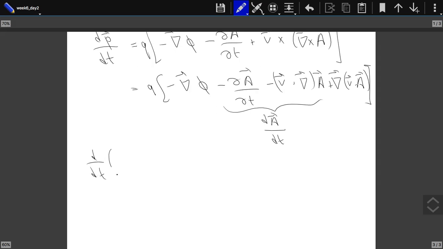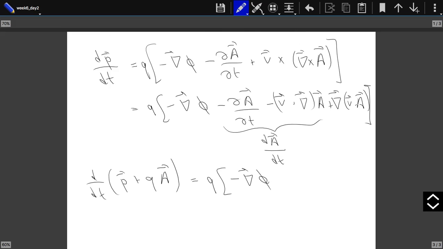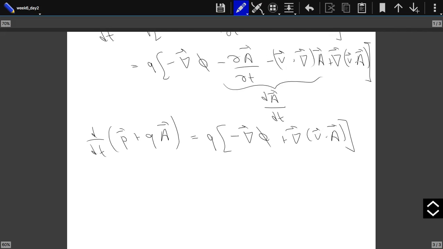So the total time derivative of P plus QA, there I have the minus QA, I just move it to the other side. This is equal to Q times minus the gradient of phi plus the gradient of V dot A. d by dt of P plus QA is equal to minus the gradient of Q phi minus QV dot A.